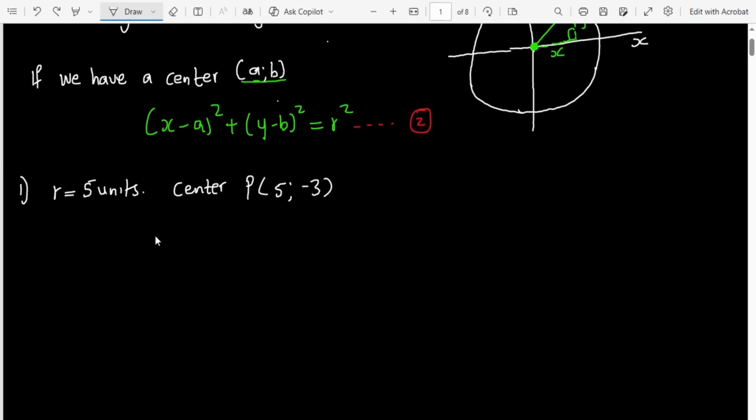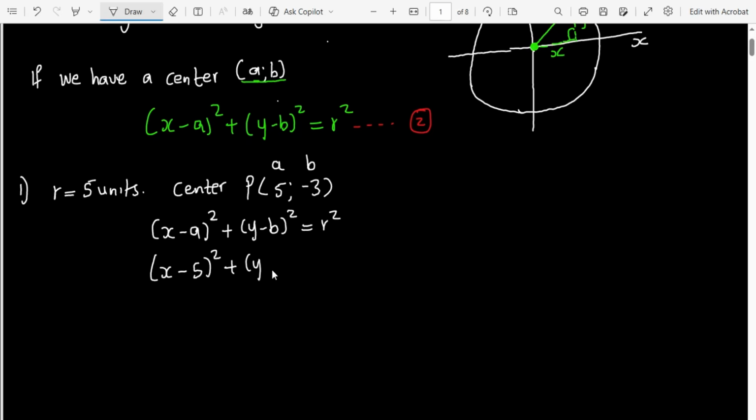So let's rewrite the equation. The equation that we'll use is equation 2: x minus a, squared, plus y minus b, squared, is equal to r squared. Now I need to substitute. Remember, this is a, this is b. Where there's a, we need to put 5. So this will be x minus a, which is 5, squared, plus y minus, in brackets, minus 3.